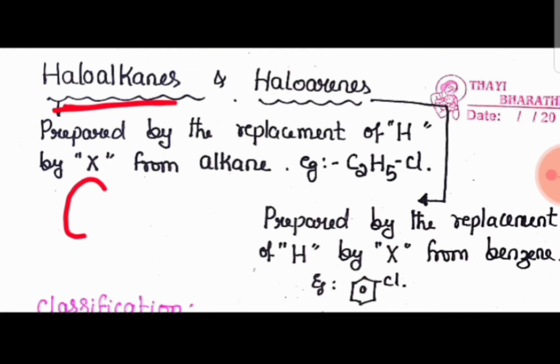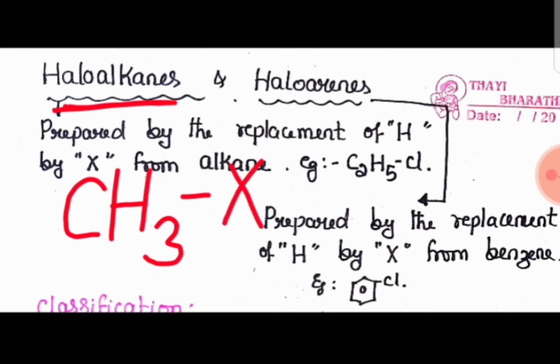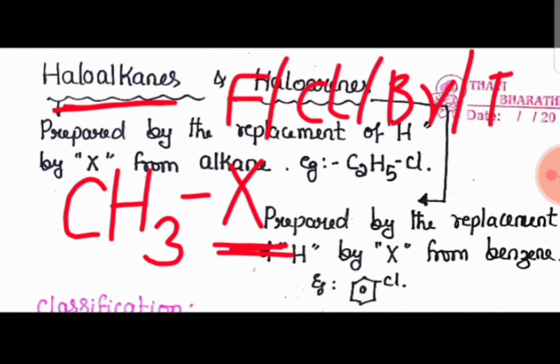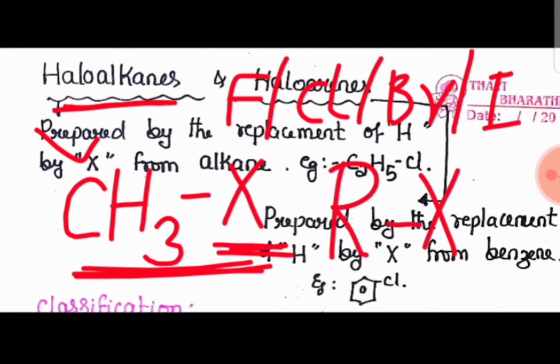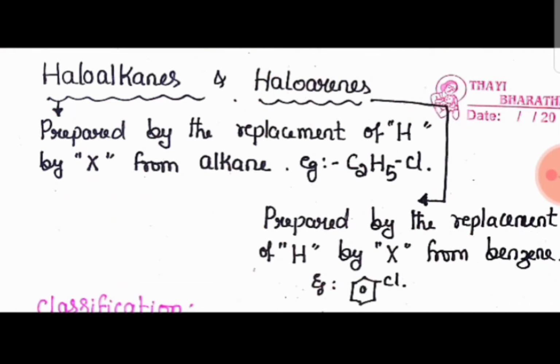We know the first member of alkane is methane, CH4. If we replace the hydrogen atom of alkane with halogen, X is a representation of halogen. It may be fluorine, chlorine, bromine or iodine. Then it will be considered as haloalkanes or alkyl halide represented by RX, where R is an alkyl group, X is a halogen. So haloalkanes are prepared by replacement of hydrogen atom of alkane by halogen X.